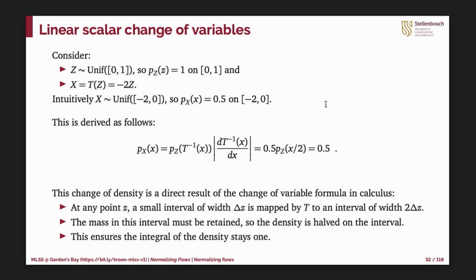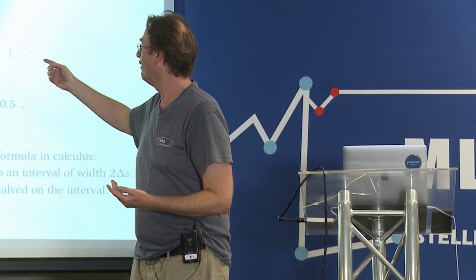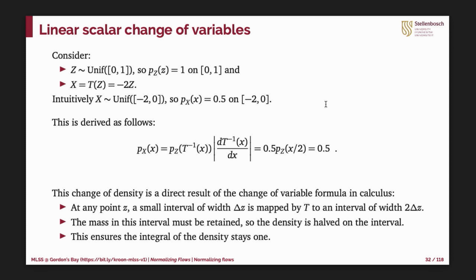I'm going to say that the transformation I apply, very simply, is I take that Z and I multiply it by -2. Okay, so what is the distribution of X going to be? Well, X is going to be uniform between -2 and 0. Okay, is there anyone that doesn't get that? Okay, because we must make sure of this. If X is uniform between -2 and 0, its density has to be constant between -2 and 0, right? And it's got to integrate to 1. So it's got to be a half everywhere between -2 and 0.